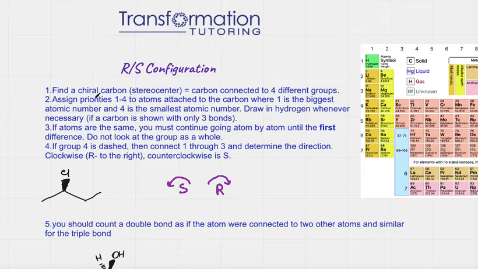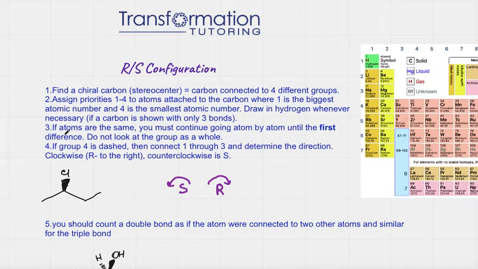Next, we will assign priorities 1 through 4 to atoms that are attached to the carbon, where 1 will be the biggest atomic number, and that's why I put the periodic table here, so we will look for the atomic numbers, and 4 will be the smallest atomic number. And then if we see that our carbon has only 3 bonds, we will draw in a hydrogen because that must be our fourth group.